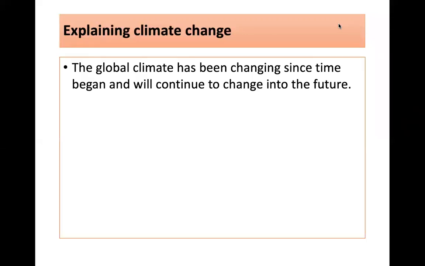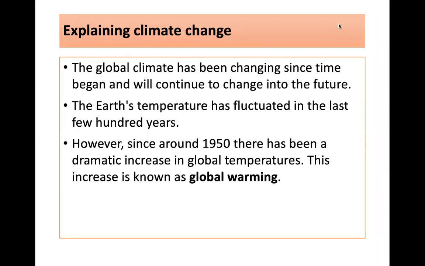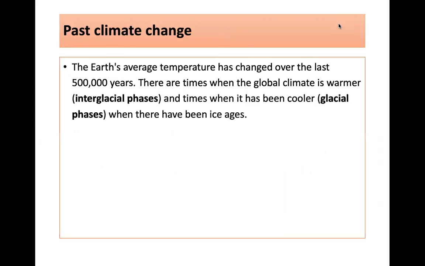So we know that the global climate has been changing since time began and will continue to do so into the future. The Earth's temperature has fluctuated in the last few hundred years. However, since around 1950, there's been a dramatic increase in global temperatures, and this increase is what's known as global warming. So the Earth's average temperature has changed over the last 500,000 years.